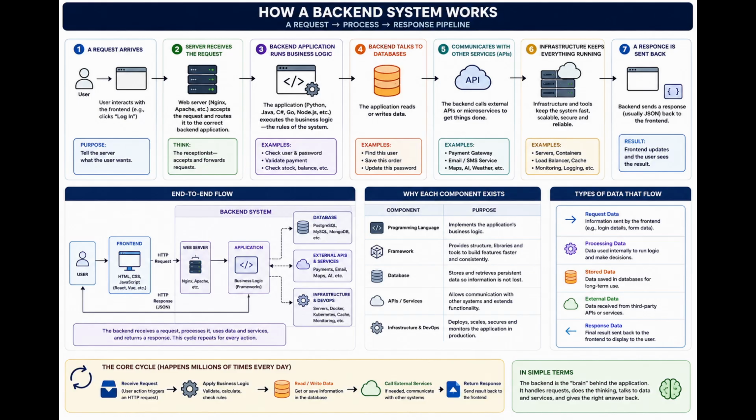Sometimes the backend also needs to communicate with other services through APIs. For example, it might contact Stripe to process a payment, Gmail or Twilio to send an email or SMS, Google Maps to calculate a location, or an AI service to generate a response.